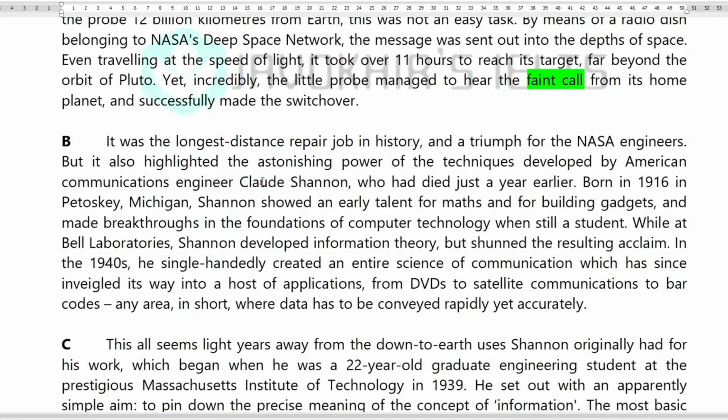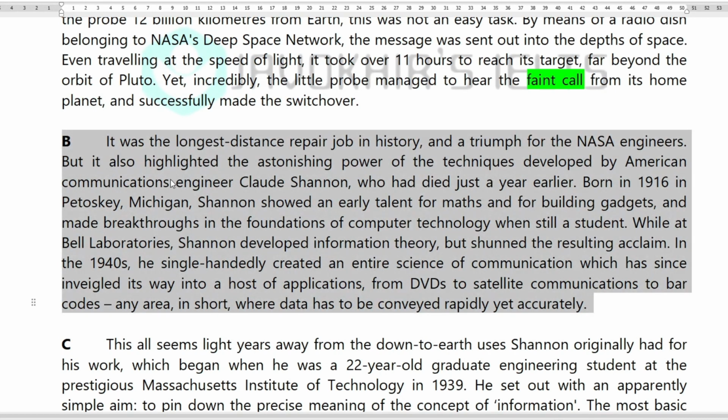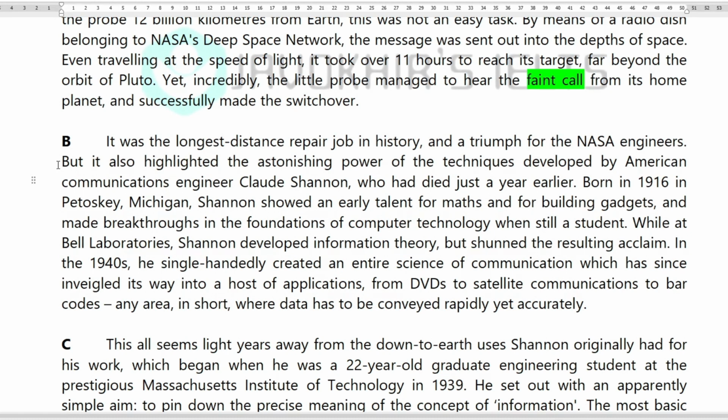Now B, it was the longest distance repair job in history and a triumph for the NASA engineers, but it also highlighted the astonishing power of the techniques developed. But we have a lot of contradictions. IELTS test writers really love adding a lot of contradicting signs. But it also highlighted the astonishing power of the techniques developed by American communications engineer Claude Shannon, who had died just a year earlier. Born in 1916 in Petoskey, Michigan, Shannon showed an early talent for maths and for building gadgets, and had breakthroughs, meaning discoveries, in the foundations of computer technology when still a student.